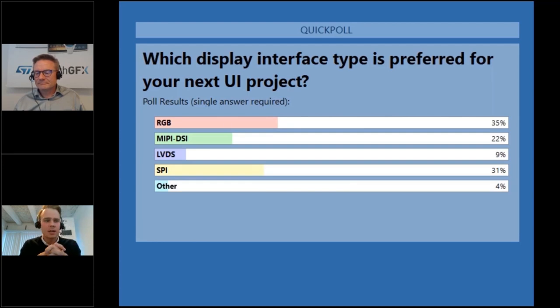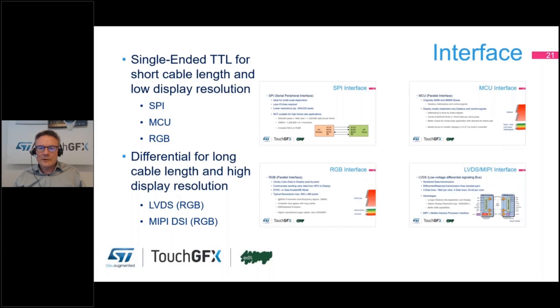RGB and SPI interface are the most commonly used. Is that what you also expected, Michael, or what do you say? Well, actually, yes. That's more or less what I would expect. I actually also find it interesting that so many are using MIPI already. That's a sign that modern displays are commonly used, because a MIPI interface is mostly found in very modern displays, like mobile phone displays and tablet displays, where you have a very, very high resolution.